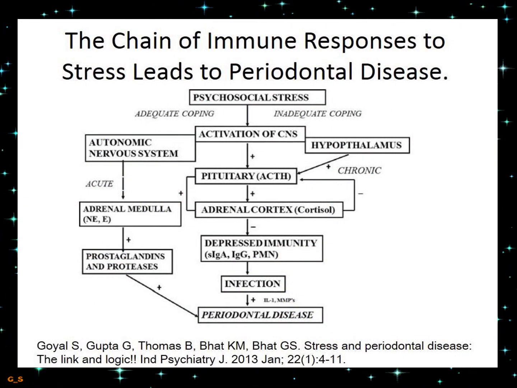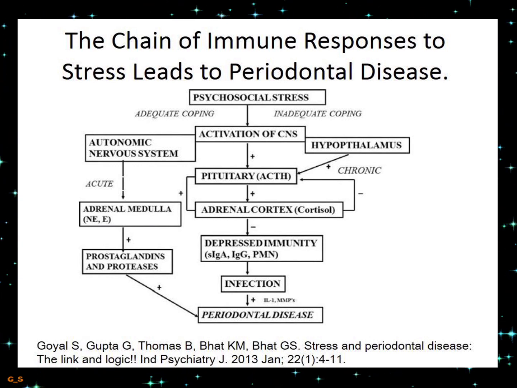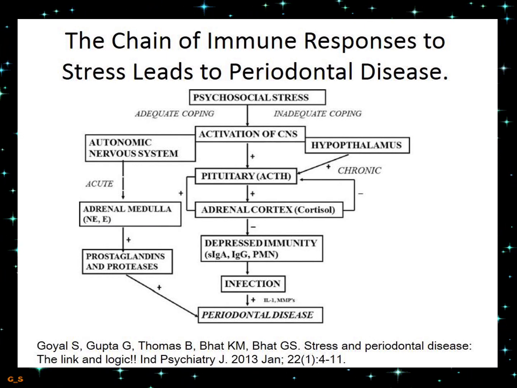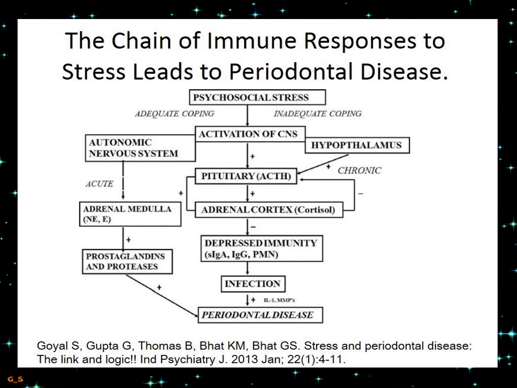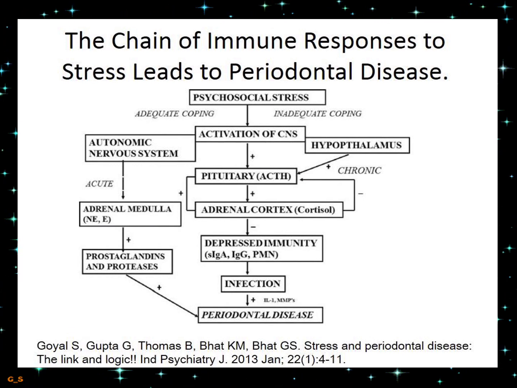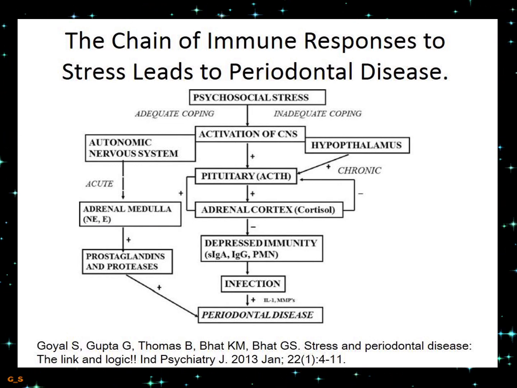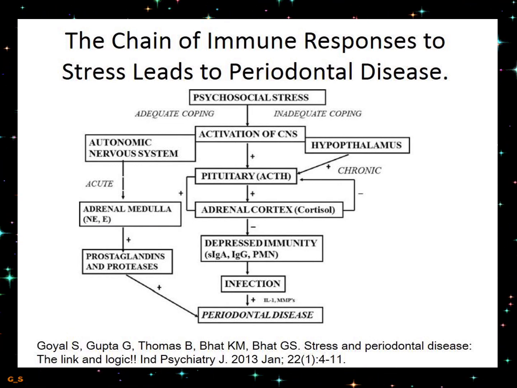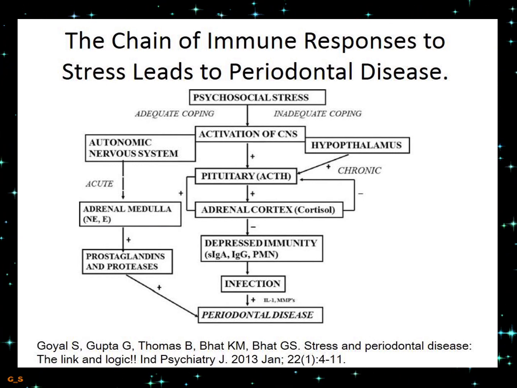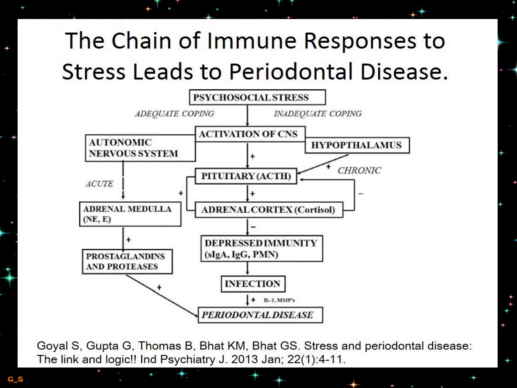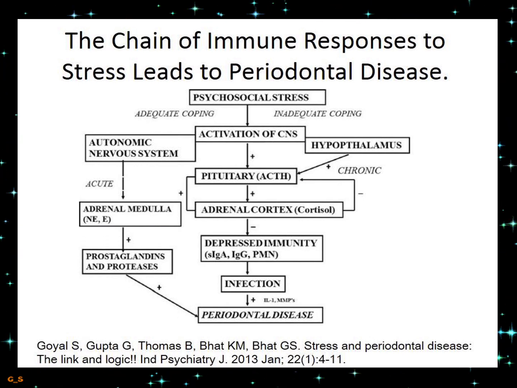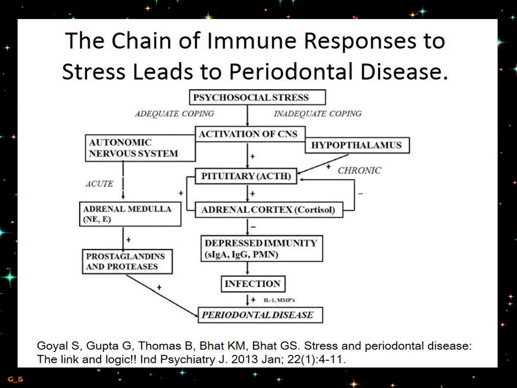Stress-related immune changes have the potential to affect the pathogenesis of periodontal disease. One mechanism is by an increase in cortisol production, by the release of adrenocorticotropic hormone from the pituitary gland. This suppresses the immune responses and makes the tissues prone to infection, thereby leading to stress-induced periodontal destruction by periodontal pathogens.